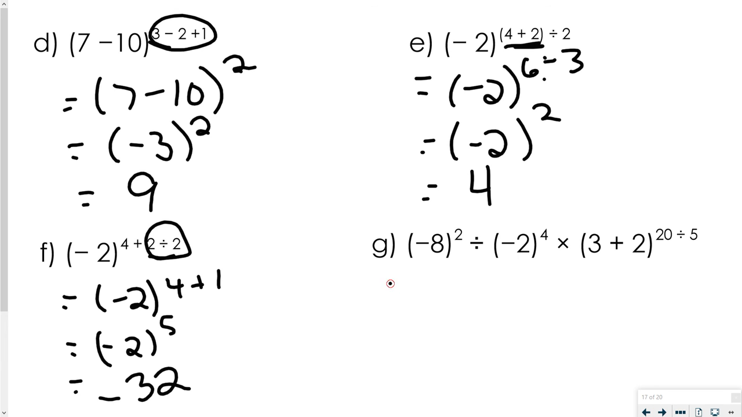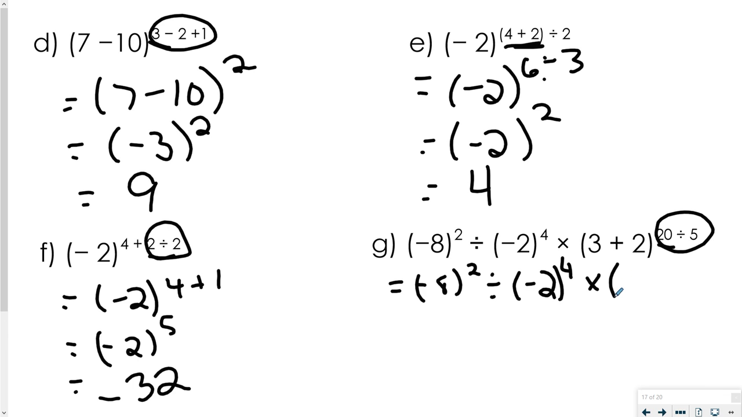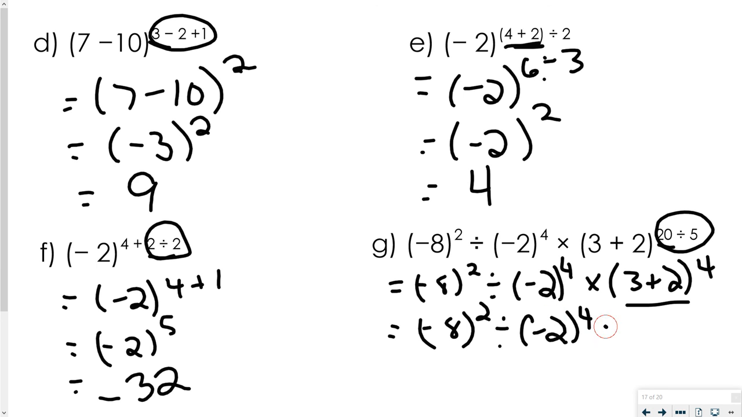Oh my goodness, look at G. All right, so let's do this first. So -8 squared divided by -2 to the 4th times 3 plus 2 to the 4th. So once all my powers are settled down to one number, then I can do order of operations. So basically what you do is you settle your powers first, then do your order of operations as per normal. So order of operations per normal says I have to simplify brackets first. So everything else stays the same. 3 plus 2 is 5 to the 4th power.